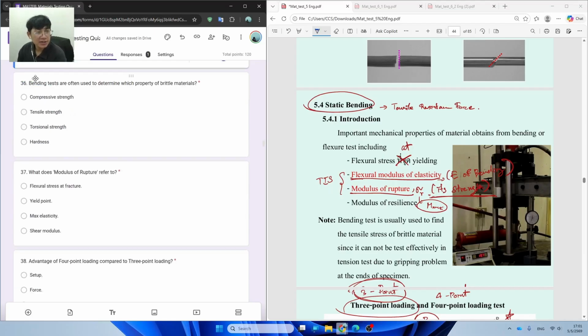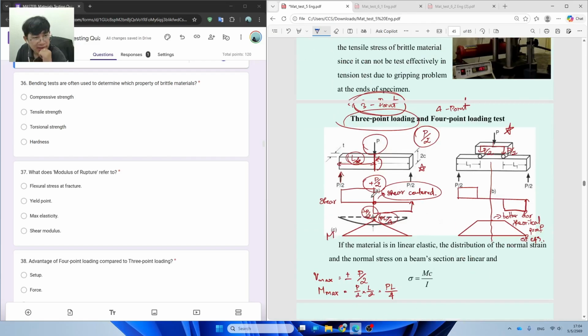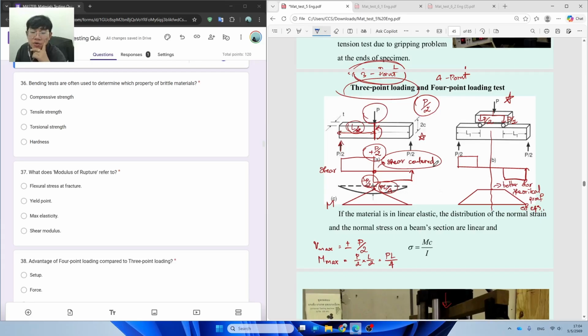And for question 36, we're going to talk about bending. For static bending tests, we talk about two of the mechanical properties, such as the modulus of elasticity. But in flexural bending tests, we call it flexural modulus of elasticity and modulus of rupture, which indicate the stress or the resistant force of the bending.